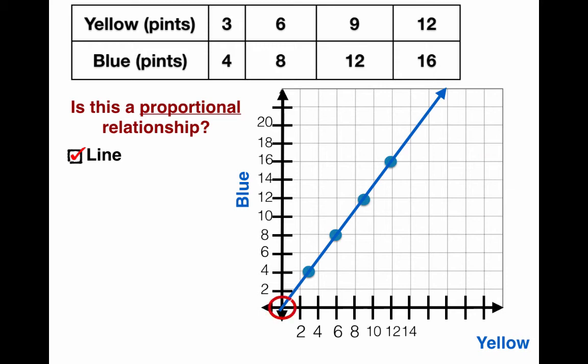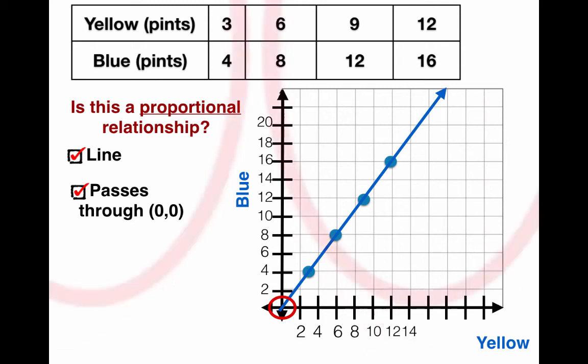Does it go through the origin at 0, 0? Mine does. If your graph is nice and neat, I'm hoping yours does too. So yeah, I'm going to say check, passes through 0, 0. And then the last and final question, equal fractions. Could we make equal fractions out of 2 points in the table?